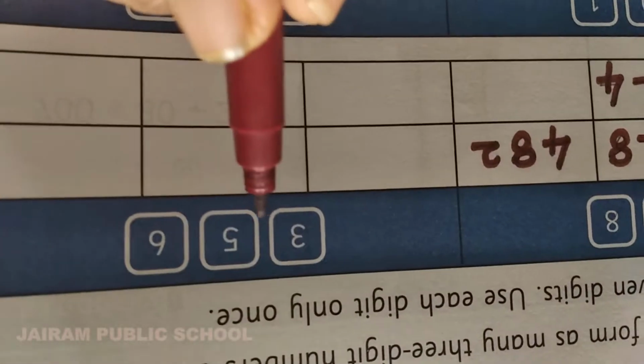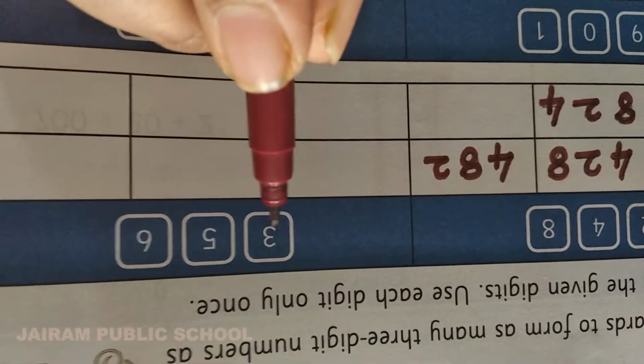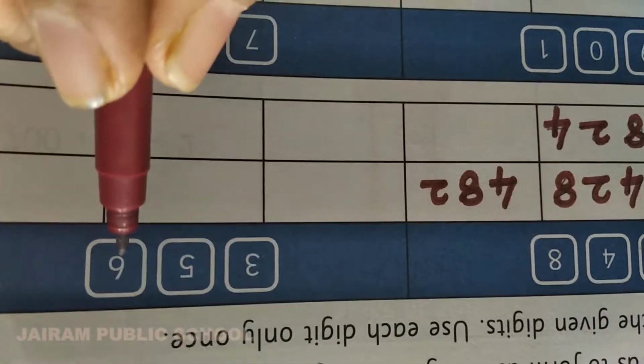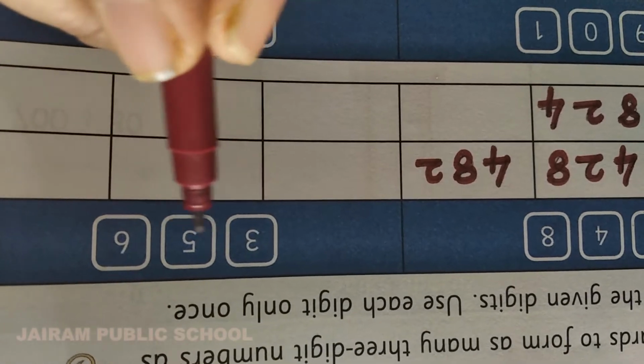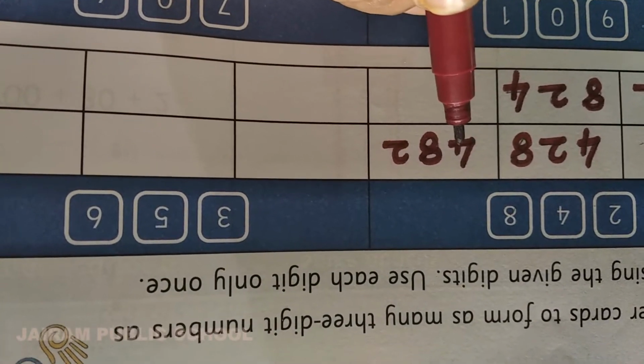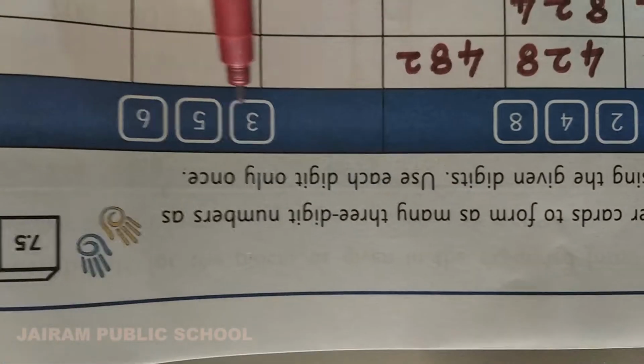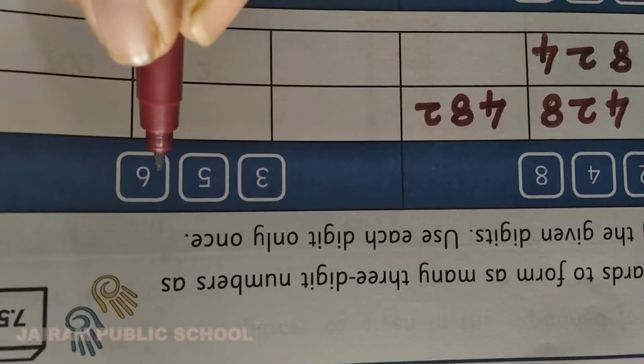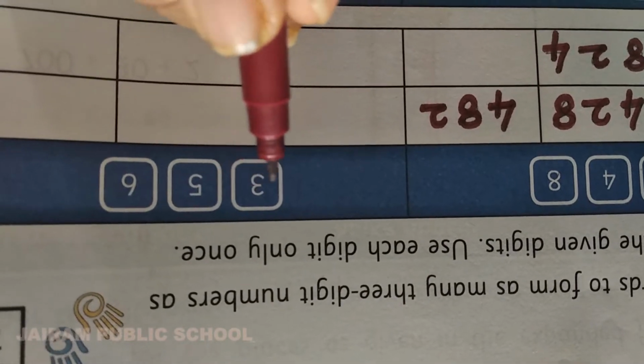See, one more example is there. I will show you. Here they have given 3, 5, 6. Using these three numbers, you want to create another 3-digit number like this. Already they have given 3, 5, 6. What number can we write?